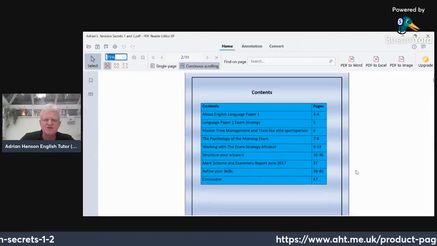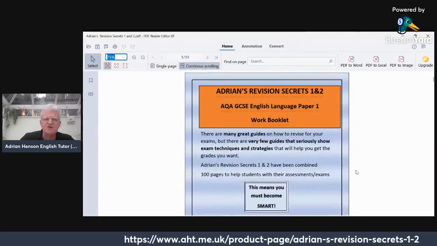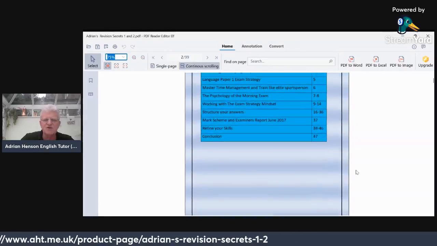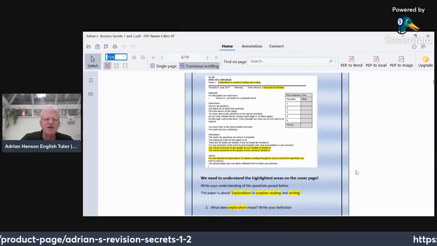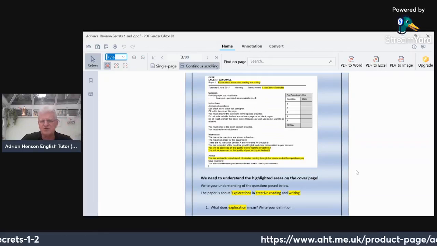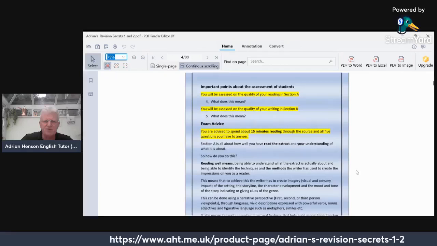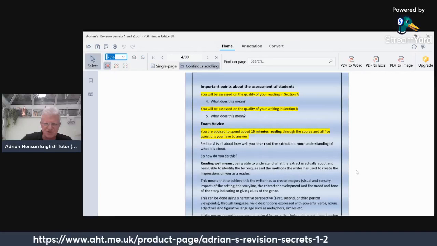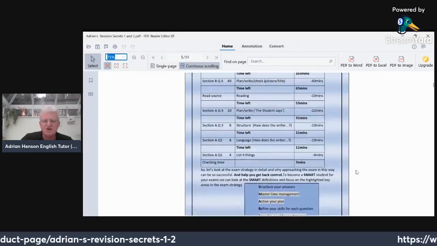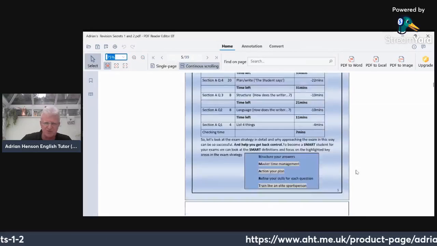The contents page is in 2 parts. This first part is language paper 1, and it goes through elements here. I even look at the actual construction of the front page and what students should be looking at in there, and then go through important points about the assessment of students and all sorts of exam advice. And then there's a strategy here that I've given, a time strategy, how to manage your time for the question.